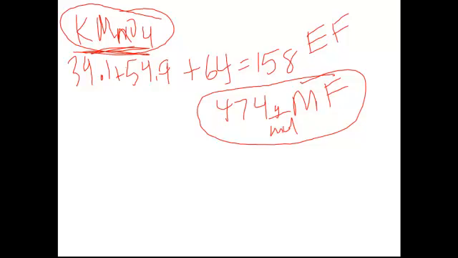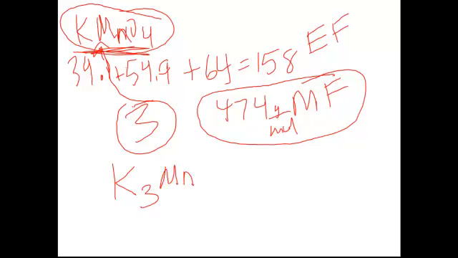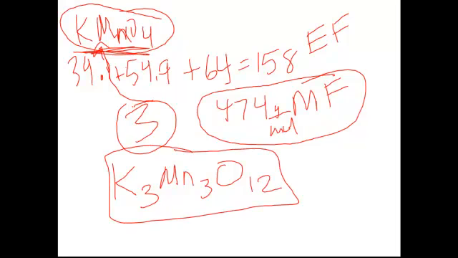So in my calculator, I did 474 divided by 158, and that is equal to 3. So again, now that we know that it's 3, we're going to multiply everything in here by 3. So our actual formula would be K3Mn3O12. And that is our molecular formula.